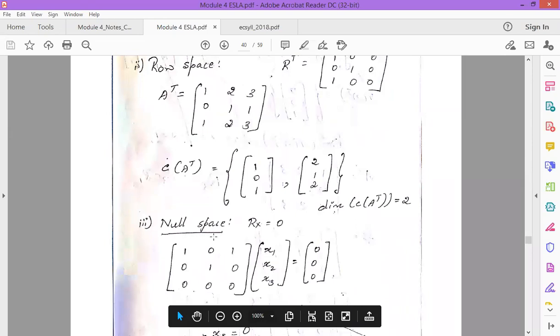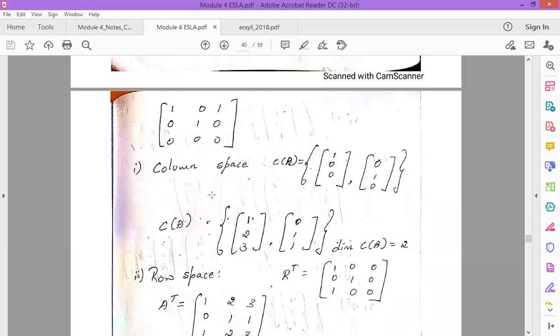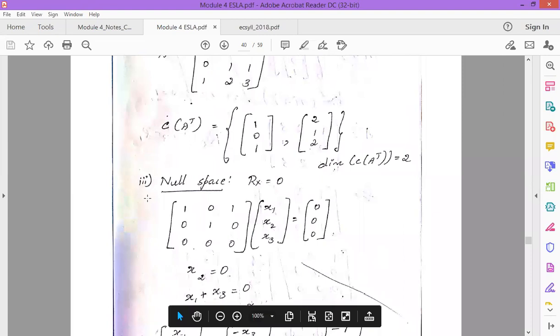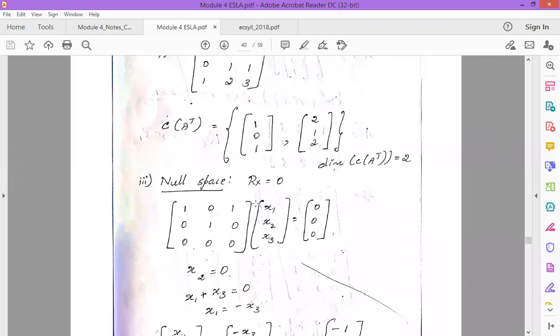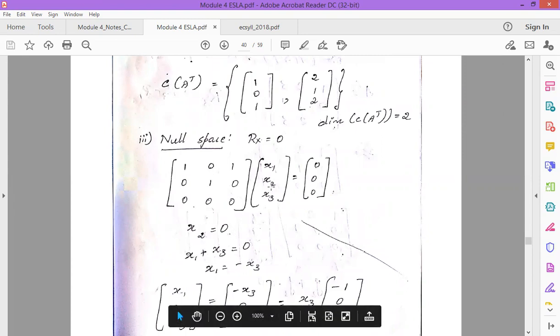In order to get the null space, we need to solve the equation Rx is equal to 0, where R is nothing but the reduced form of the matrix A. So in the reduced form of the matrix A, we have this matrix, that is 1 0 1, 0 1 0, 0 0 0. So here we are going to write that. X is nothing but the variables x1, x2, x3. So the matrix multiplication of R and X should result in the value 0. So when you simplify this, 1 into x1 is x1 plus 0 into x2 is 0 plus 1 into x3 is x3. That is x1 plus x3 is equal to 0.